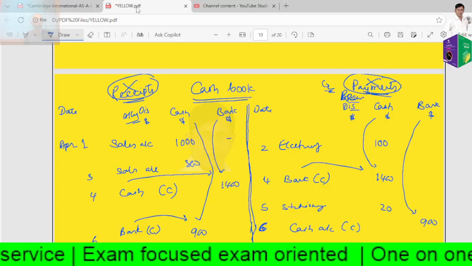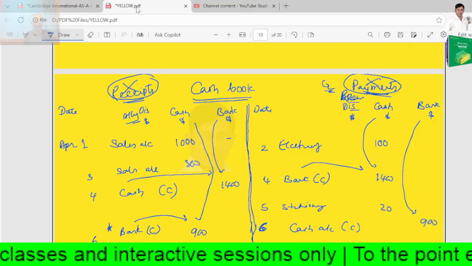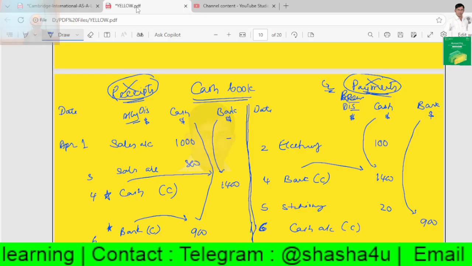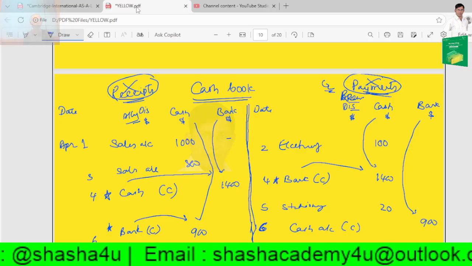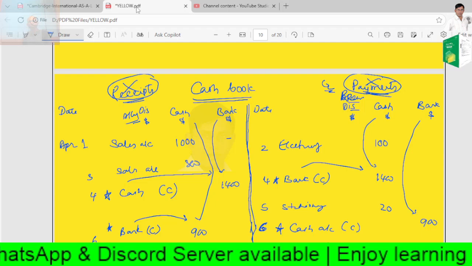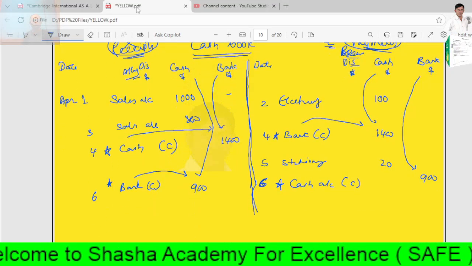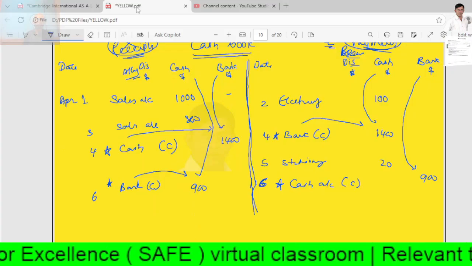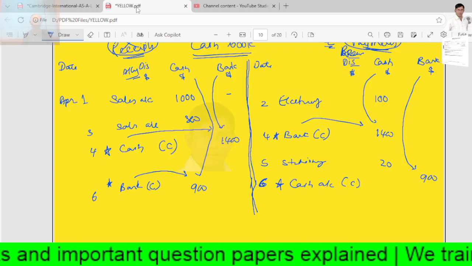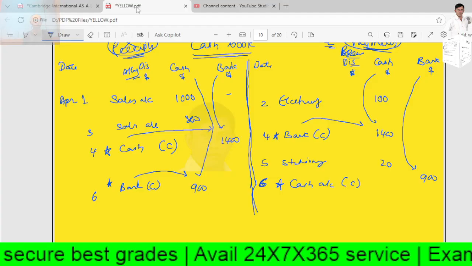Be very careful, a lot of students commit mistakes here. Contra entries are very important because a lot of students commit mistakes here. The cash book problem is very important in AS level and is often asked, at least in internal tests. A lot of questions are based on this, even the bank reconciliation statement. That's why the concept should be crystal clear.